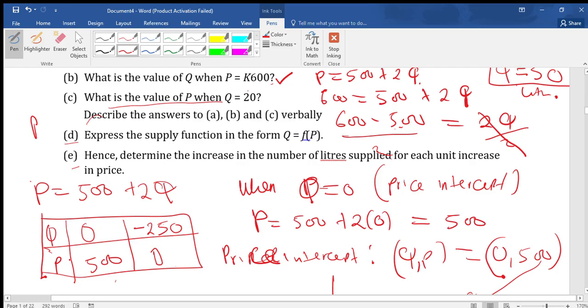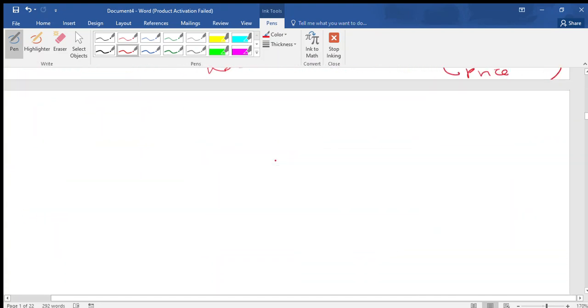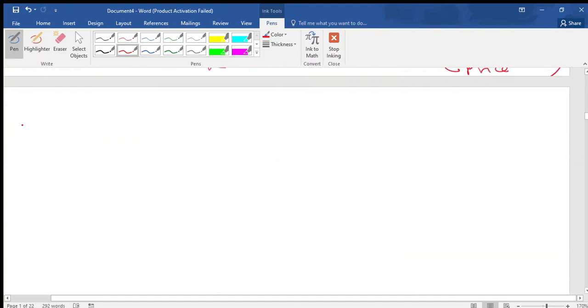Now, question number D says express the supply function in the form of Q equals F of P. Remember, we said that the function can be in the form of F of Q, or the function can be in the form of F of P. So express the supply function in the form of Q equals F of P. This is what we're trying to do.